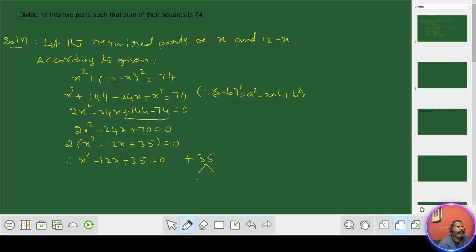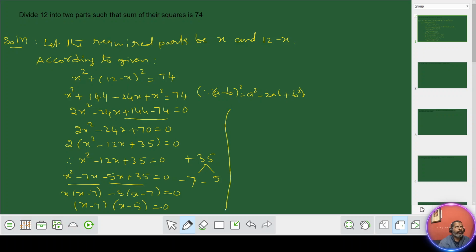So 7 fives are 35 will come. Okay, 7 fives are 35. Minus 12 is needed. So both you put minus. Product will be plus 35. So here x square minus 7x minus 5x plus 35 is 0. Take common here. x of (x minus 7) minus 5 of (x minus 7) is 0. (x minus 7) is common. (x minus 7)(x minus 5) equal to 0.